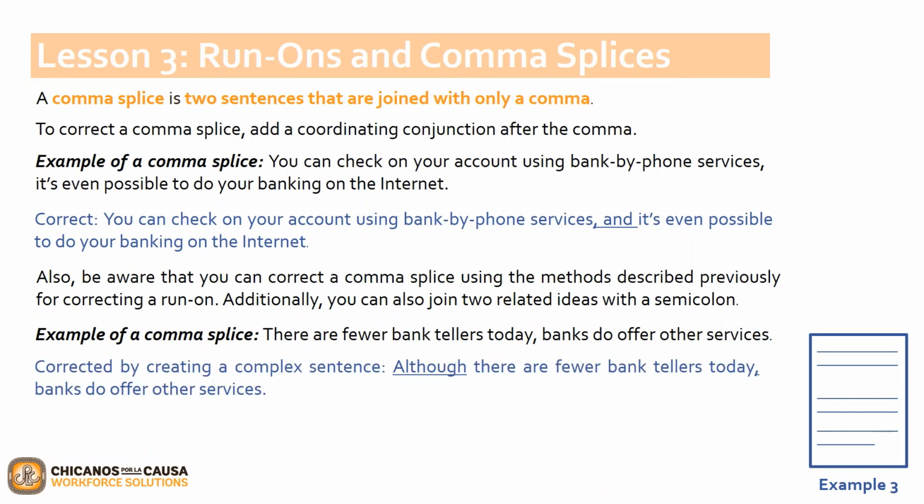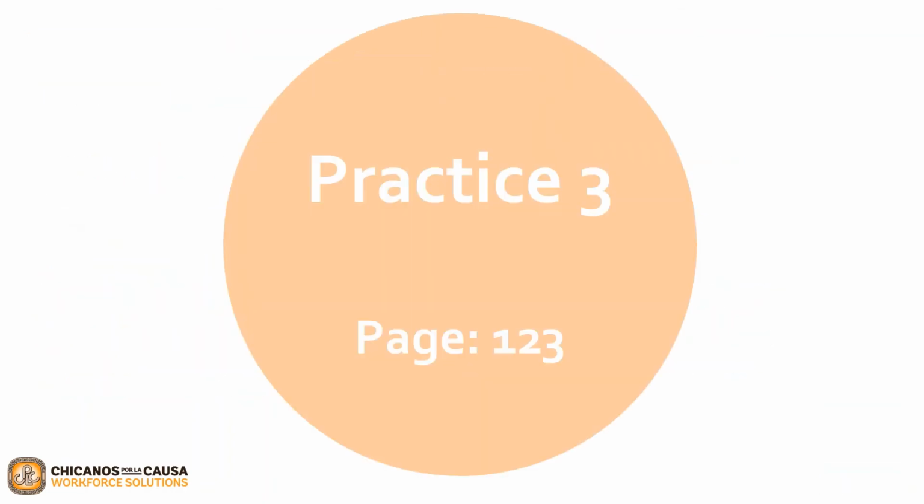A way you could correct this example is by creating a complex sentence, stating, although there are fewer bank tellers today, banks do offer other services. Now that we learned more about run-ons and comma splices, let's view practice 3 found on page 123.